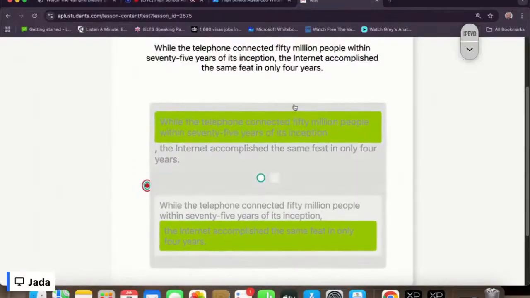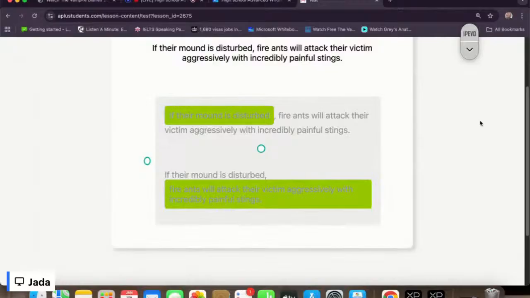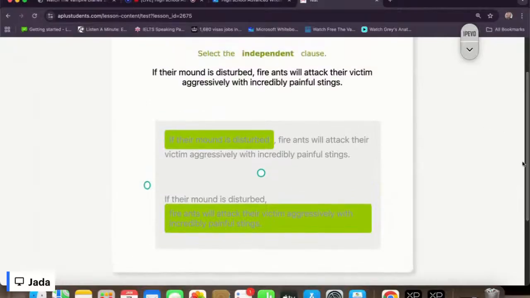So we have the first one. Then, if the mound is disturbed, fire ants will attack their victim aggressively with incredibly painful stings. Independent clauses, first or second?